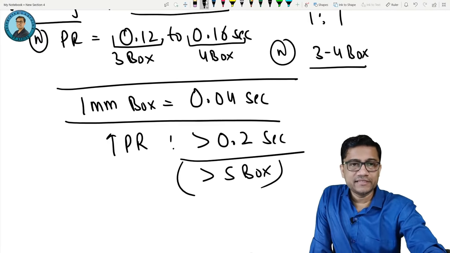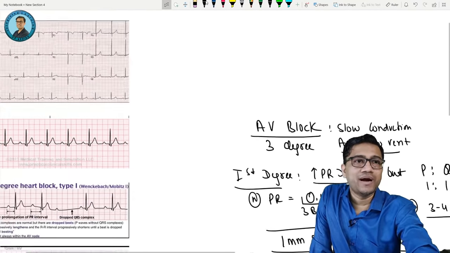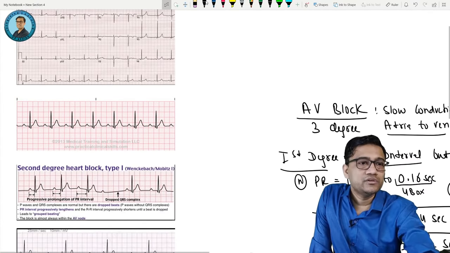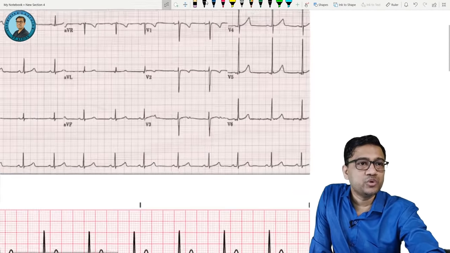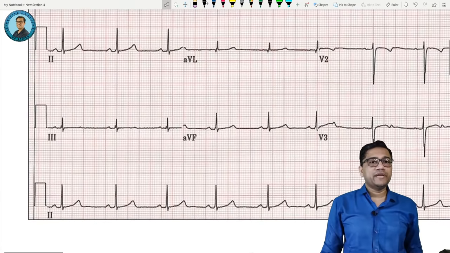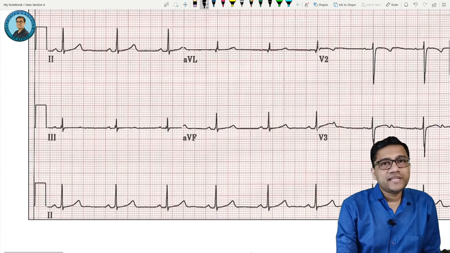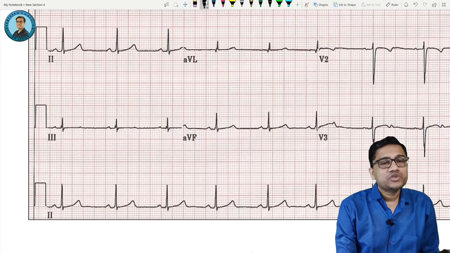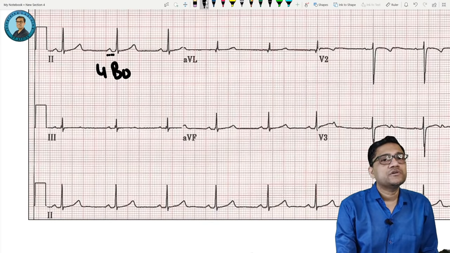Now, please have a look at this. Let me show you. Can you people see this? I can't make it any bigger, but let's try to calculate. This is P. So, how many boxes are there? 1 box, 2 box, 3 box, 4. Can you see 4 boxes? So, 4 boxes.